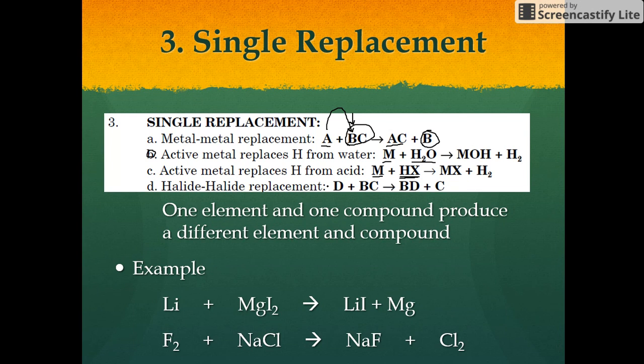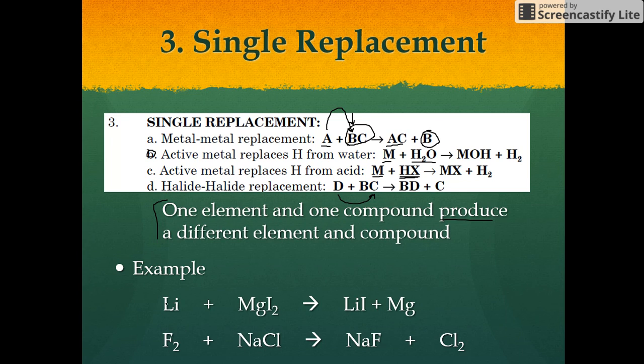So in this example, D kicks out C, so that after the reaction, the arrow, C is now by itself, and then B, D are paired together. This is very similar to A, but the way that they're different is that in A, they're going to be metals replacing each other, and in D, they're going to be halogens replacing each other. So in general, one element and one compound starts, and then you produce, at the end, a different element with a different compound.